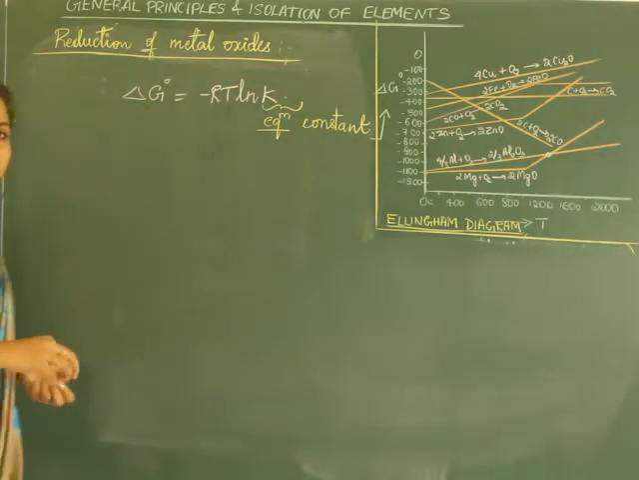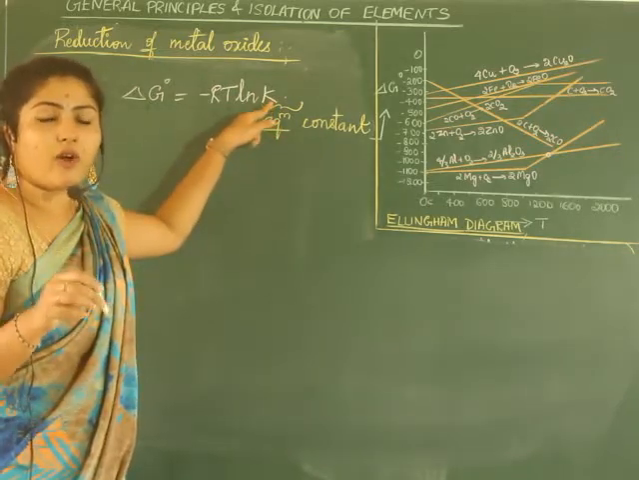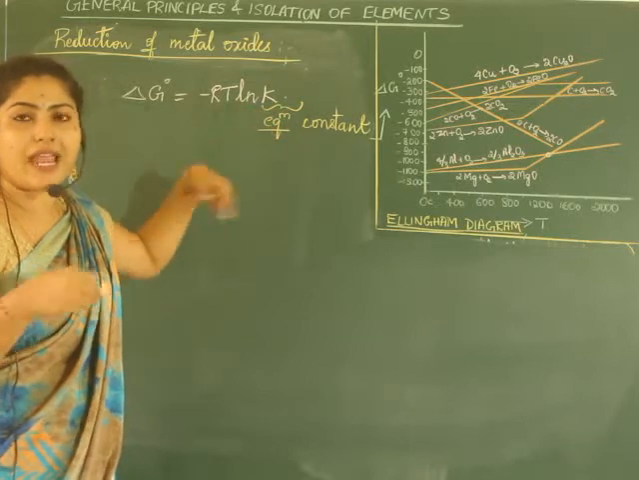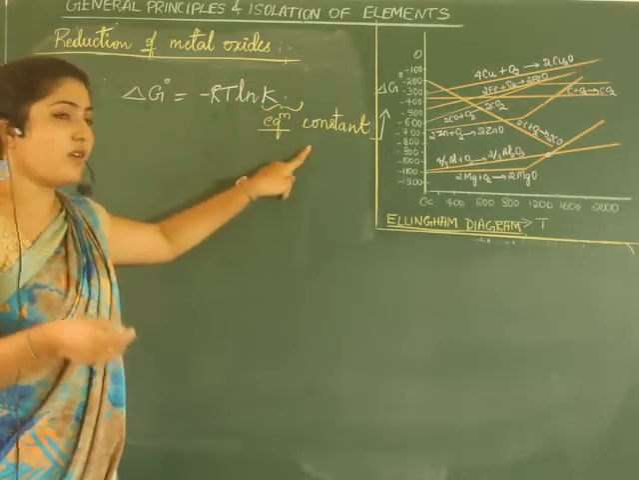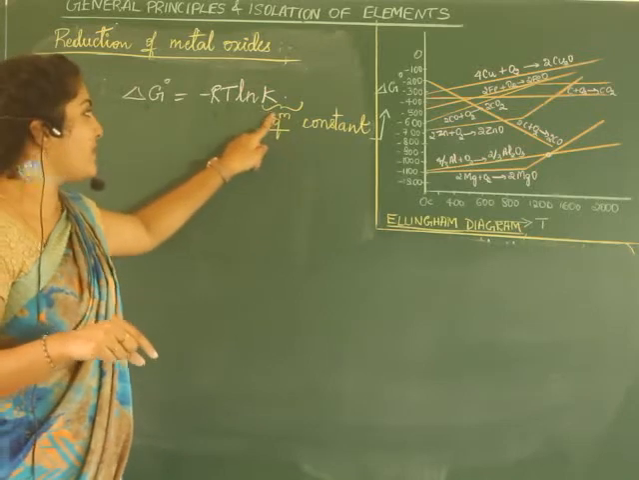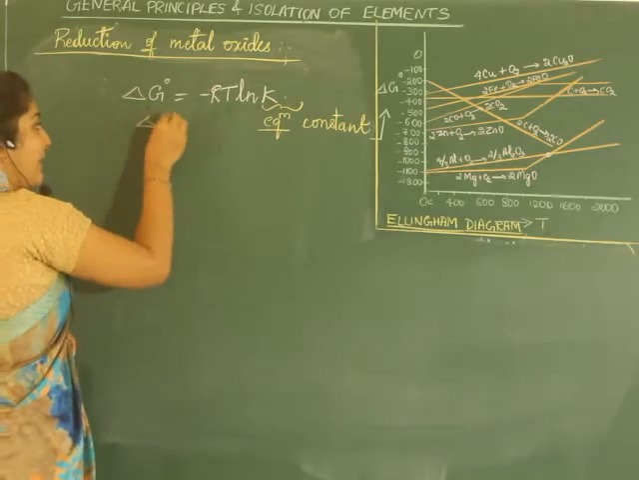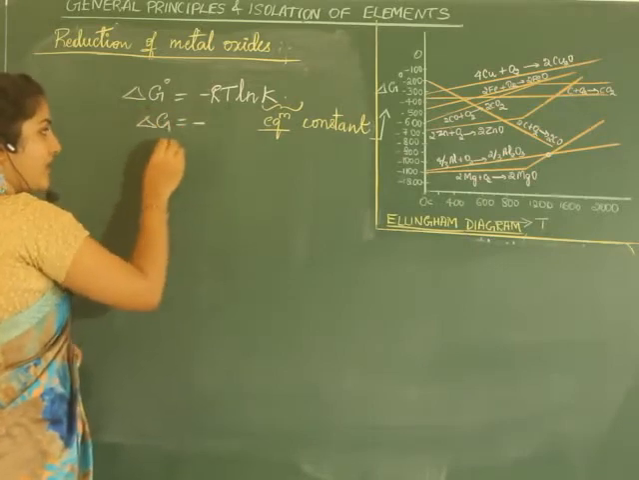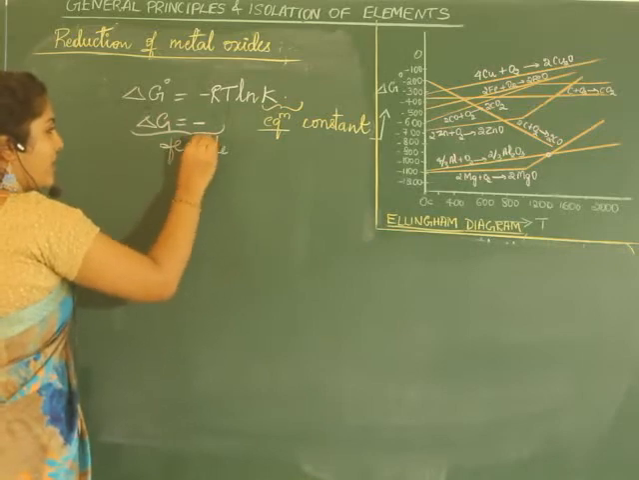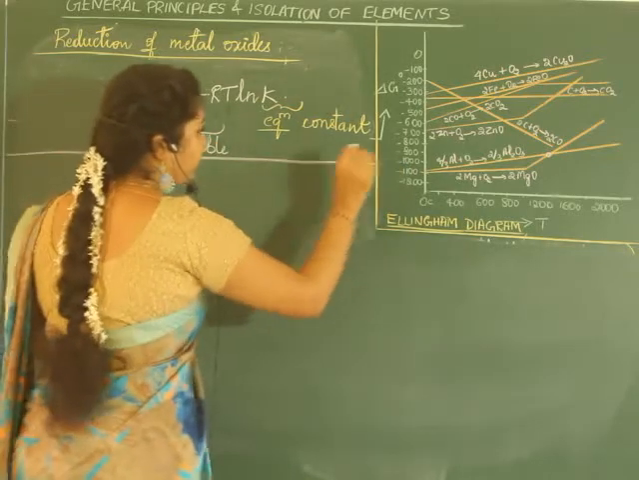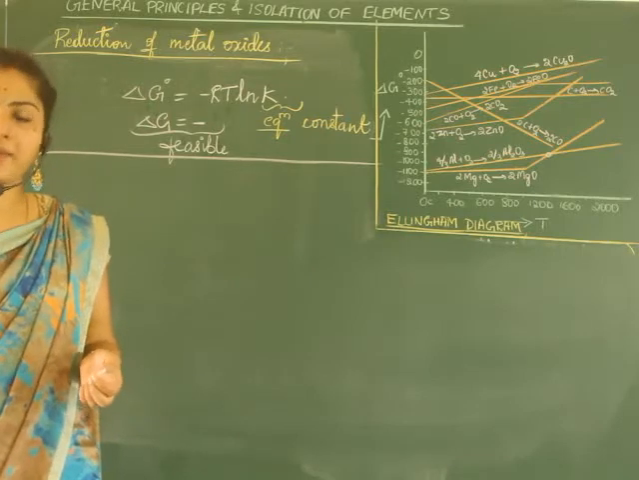So using this expression also, if we know the equilibrium constant for any reaction we are carrying out, we substitute it here and check whether delta G is negative. If delta G is negative, then what does it mean? That means the reaction is feasible, or the reduction is feasible. This comes under thermodynamic principle.